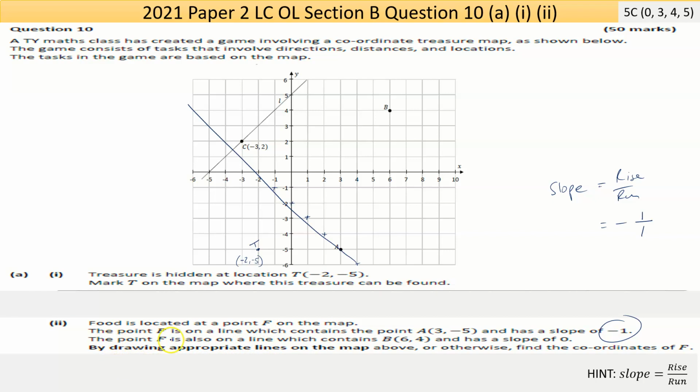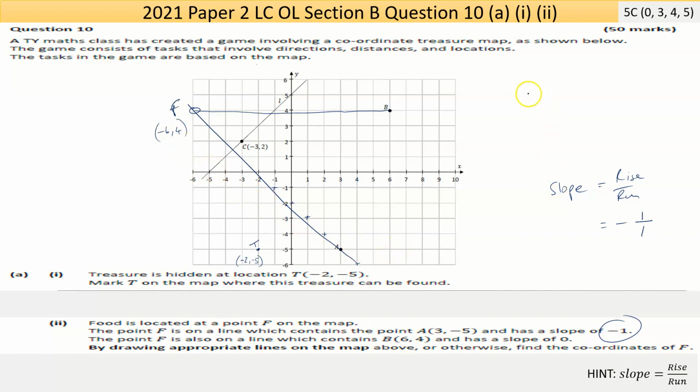I apologize. The point F is also on a line which contains B (6, 4). Now, my drawing there is terrible. Is it going to affect the answer? Might. We'll see in a second. The point F is on a line which contains B and has a slope of 0. Now, with slope 0, y isn't changing relative to x, so it's this horizontal line here. Now, where do they meet? That's the point F. What are the coordinates of that? On the x it's -6, on the y it's 4. So (-6, 4).